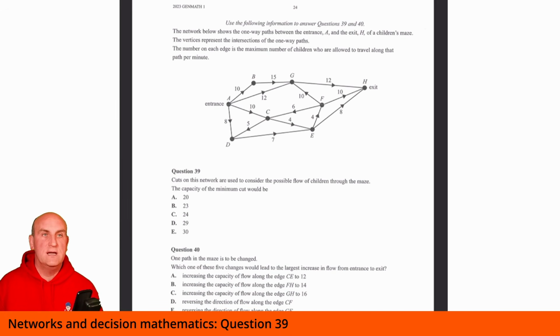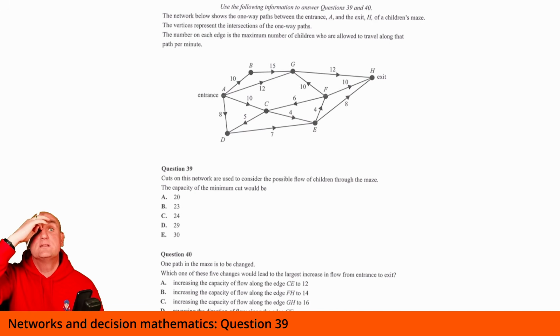So questions 39 and question number 40, and then we're at the end of the thing. The network below shows one-way paths between entrance A and exit H of a children's maze. The vertices represent the intersections of one-way paths. The number on each edge is the maximum number of children who are allowed to travel on it. The cuts on the network are used to consider the possible flow of children through the maze, the capacity of the minimum cut or maximum flow.